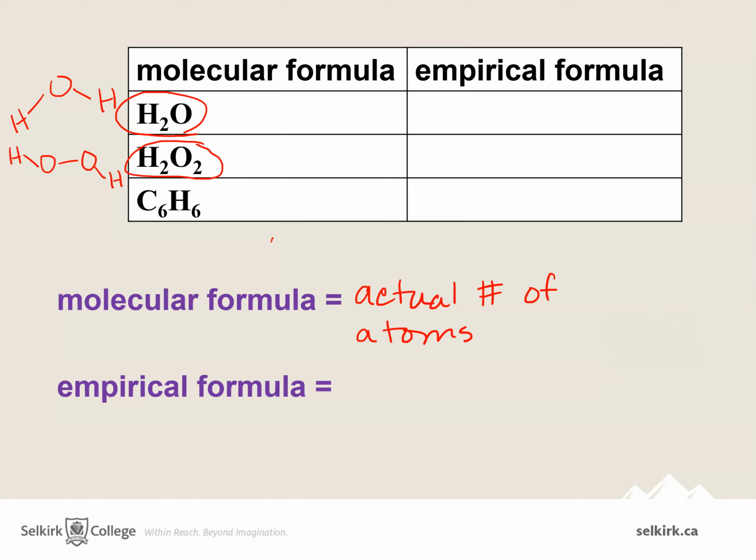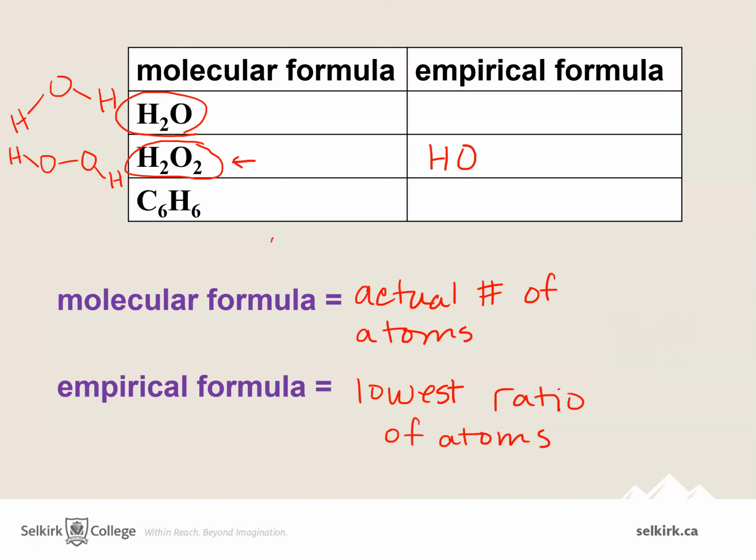An empirical formula has that ratio of atoms in lowest terms. So for hydrogen peroxide, H2O2, there's a common factor of 2 there. The lowest ratio of atoms is just HO. So the empirical formula is the lowest ratio of atoms. The fact that the empirical formula for hydrogen peroxide is HO does not change what the molecule looks like. The real molecule is H2O2, but the formula is HO.